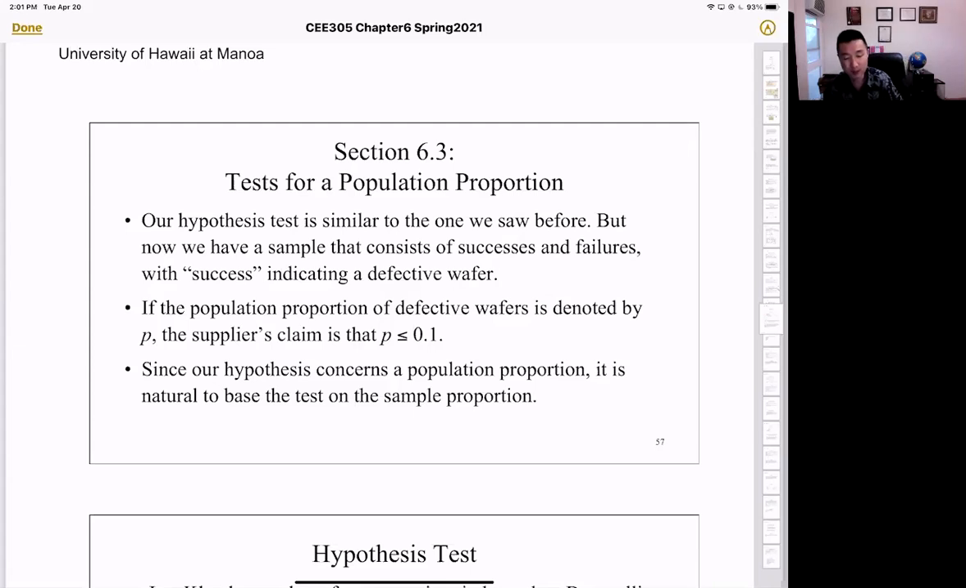Remember for a Bernoulli population, for example, we toss a coin, we have two possible outcomes, head and tail. If we define head as a success, 1, the tail will be 0, unsuccess. So we have 0, 1, two possible outcomes. Here is another example: a supplier of semiconductor wafers claims that of all the wafers, no more than 10% are defective.